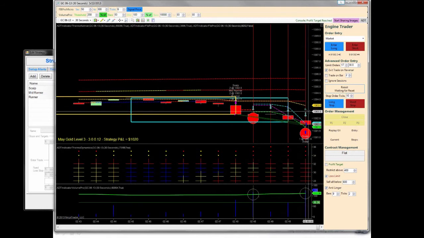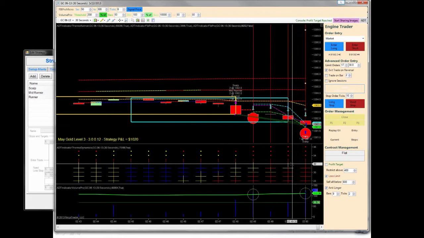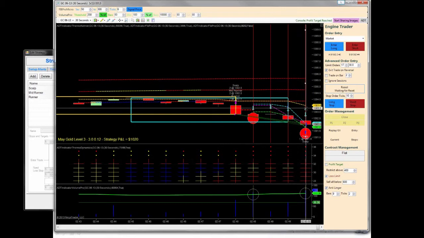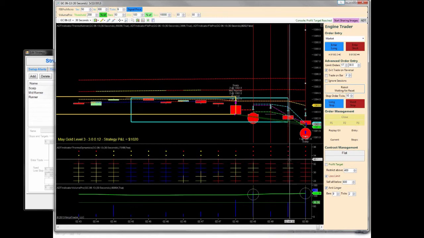See this blue or cyan B right over here? The B. That says that the third position, the runner, hit its B trigger, and that's why it bumped from here up to here. I think that's a C, a magenta C underneath there. That means that the second position hit its C stop already. It bumped right to its C stop. It blew right past the B trigger and went up to its C trigger.